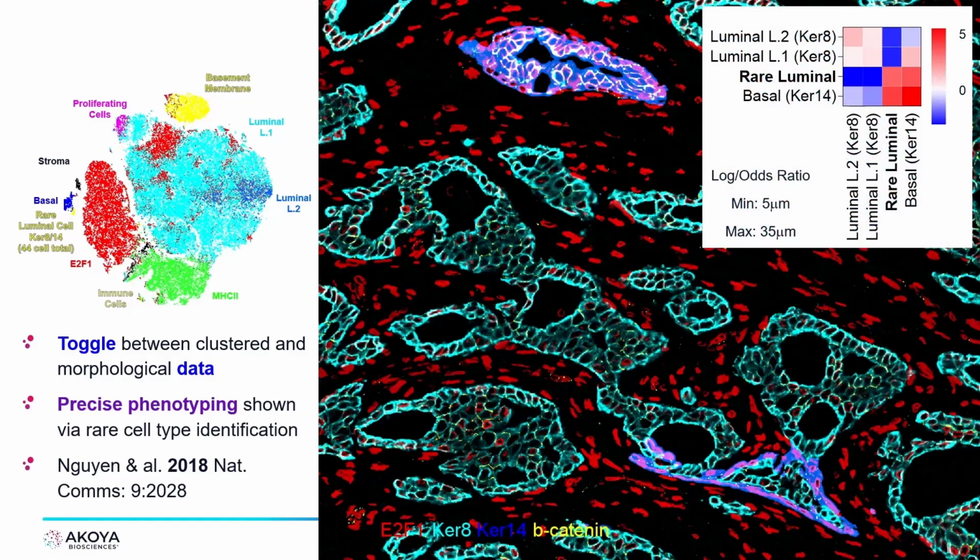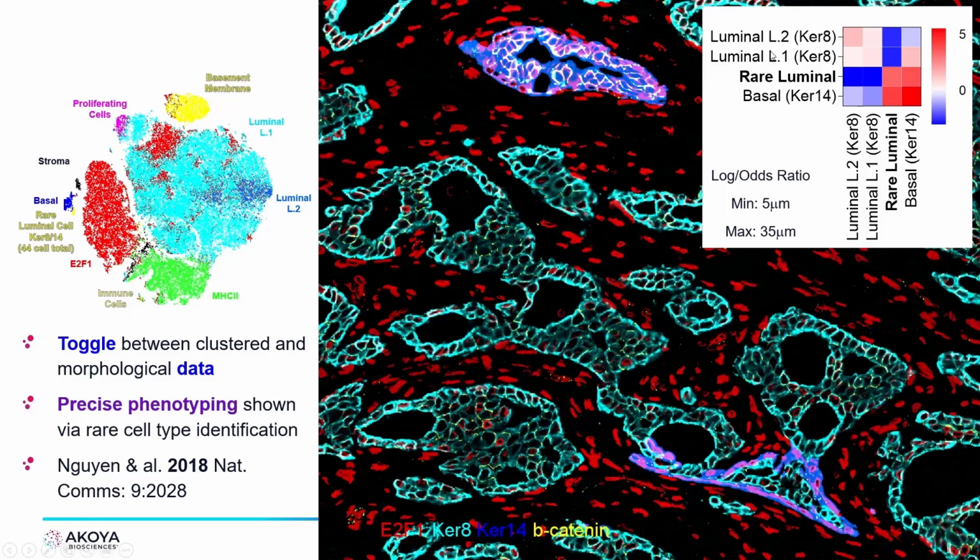As a final example of data analysis, let's look at spatial interactions. The MAV software can measure interactions between two types of luminal cells, in this case the L1 and L2 populations, the basal cells, and those rare luminal cells within a given distance. In this case, we're looking at between 5 and 35 microns.